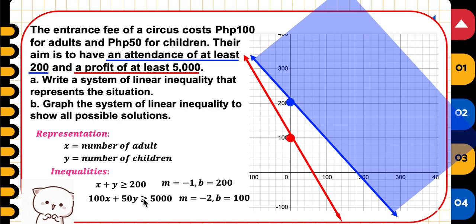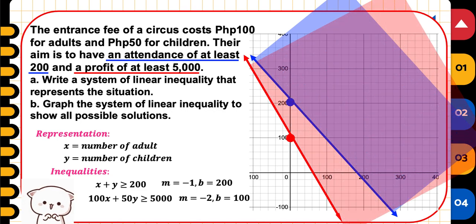Okay, and then using the test point, 0 is greater than or equal to 5,000. Definitely, it's a false statement. So again, the shaded part will be the area away from our test point. So here, all the possible solutions will be this one. For example, we can have 300 for the number of adults, and for the number of children, we can have 300 also. So that is one of the solutions. Again, to better show all the possible solutions, it is better to graph the system.